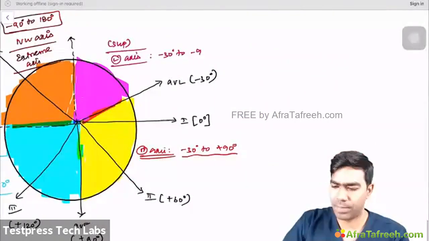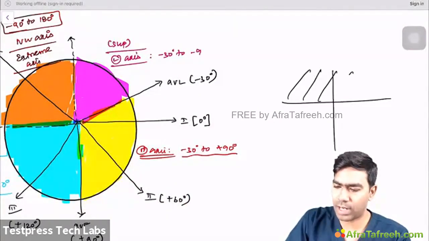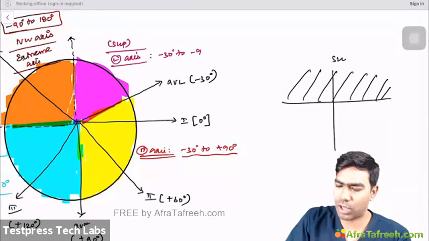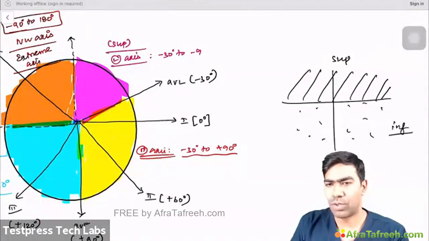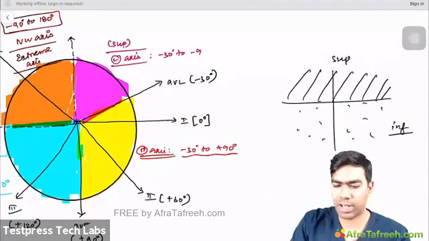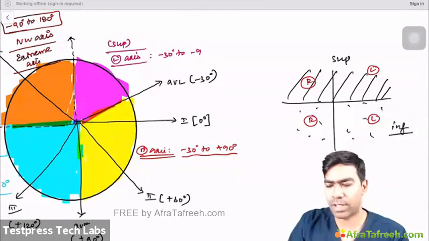So for example, if you take this one, this is superior axis. On top of the gold line is superior axis, and on the down side, whatever is there, I'm going to call it inferior axis. Clear? So if you talk about superior versus inferior axis, you have four types: left superior, left inferior, right superior, and right inferior.